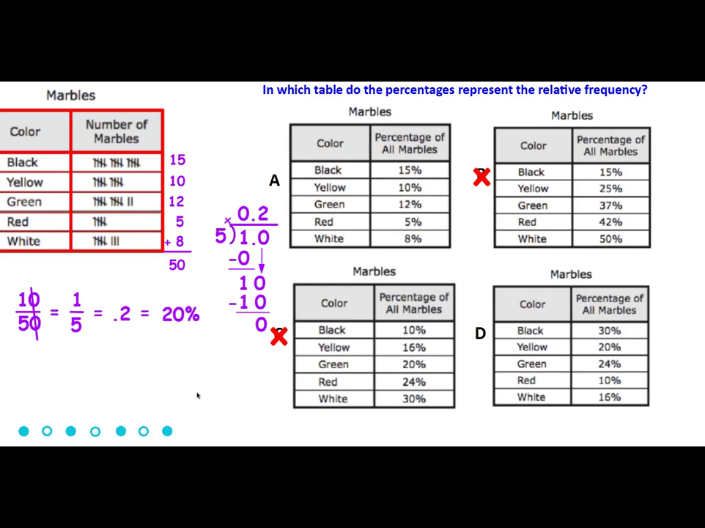So I'm going to look at A. Is yellow 20%? Nope. I'm going to go down to D. Is yellow 20%? Yes. D is the correct answer. I could have done it with any color as long as I use this as my denominator, and then whatever color I chose, I use that color for my numerator.